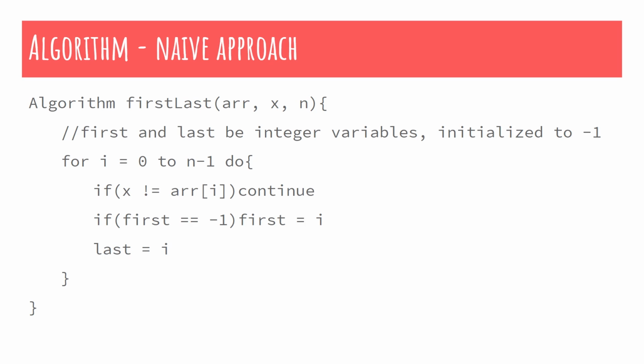Every time we find x in the array, we keep updating the value of the variable last. At the end of the iterations, the first and the last variables contain the values of the first occurrence index and the last occurring index respectively. If the element being searched is not found in the input array, then we return -1.